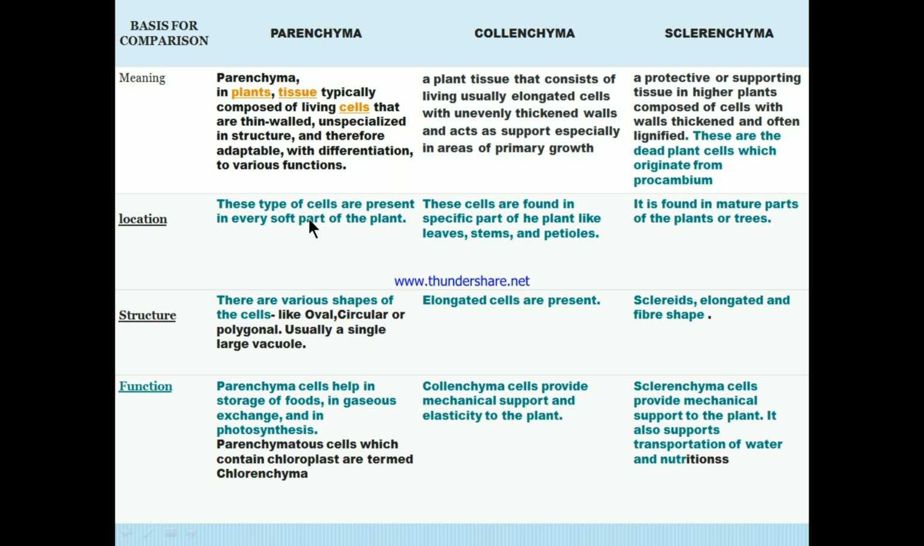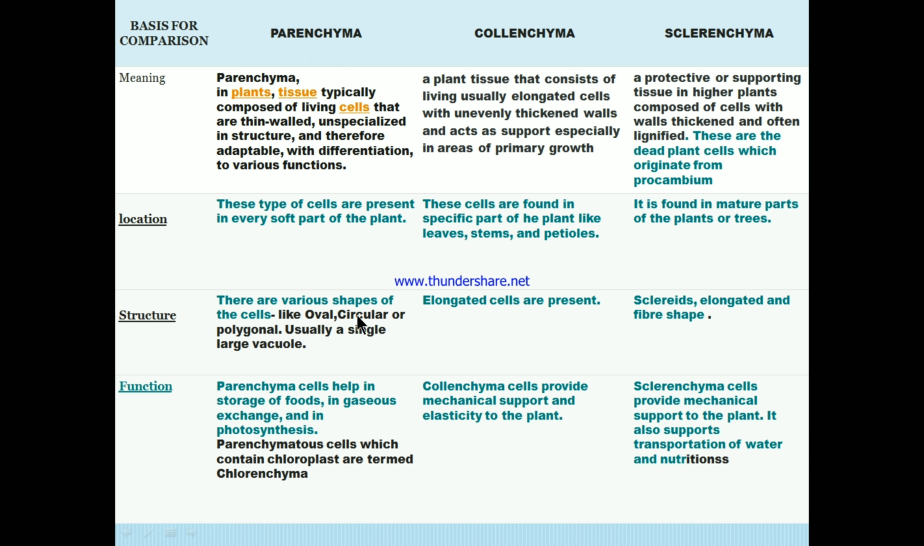Now let's go back here, and then location. They are mostly present in almost all the soft parts of the plant. Generally we know that the parts of the plant which are actively dividing are the soft parts. Collenchyma is found especially in parts of the plant like the leaves, stems, and petioles. Sclerenchyma is found in mature parts of the plant or the trees, and they are much stronger compared to the collenchyma. Why? Because they are mostly made of dead cells. So these are a few differences.